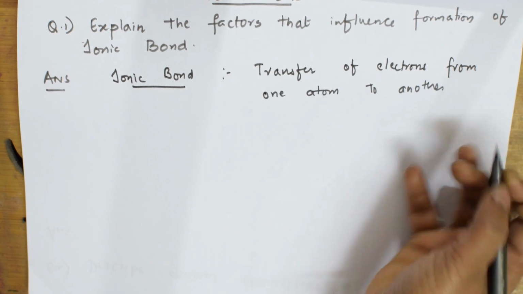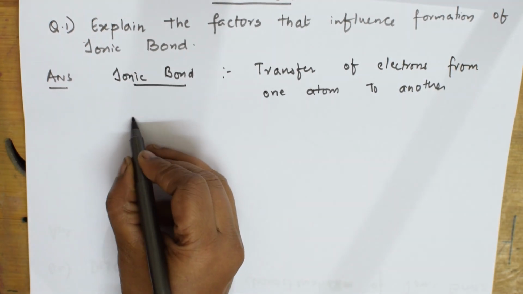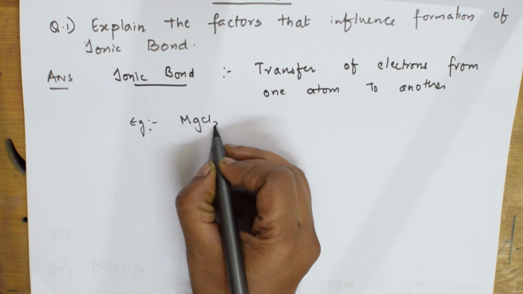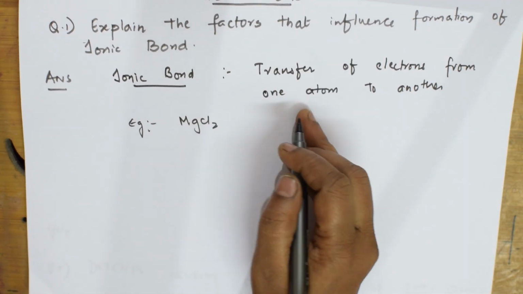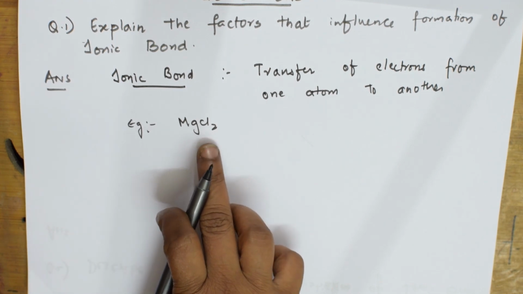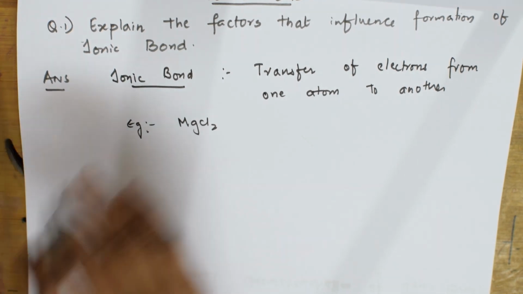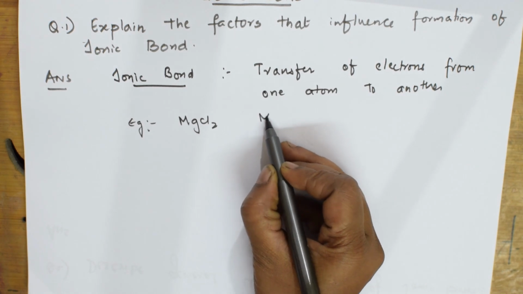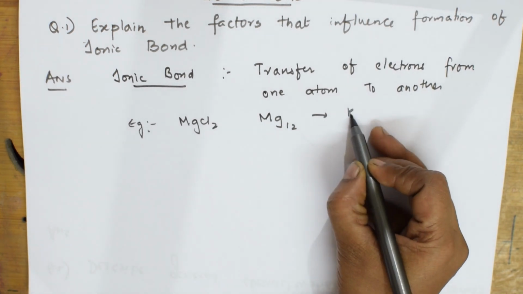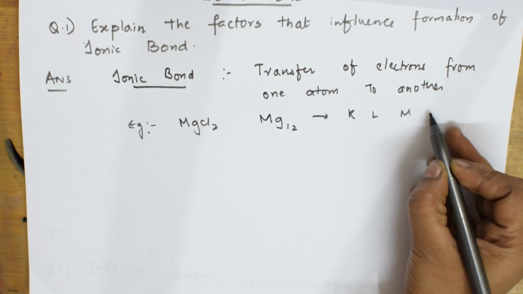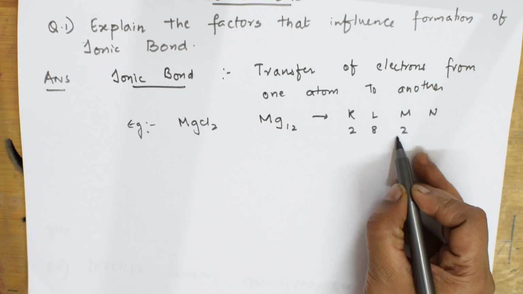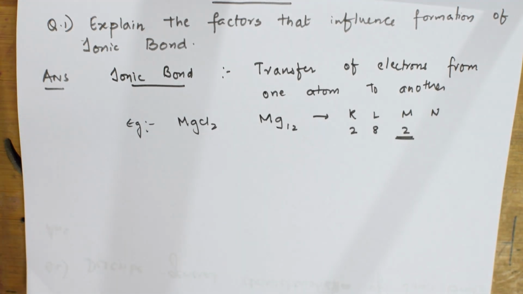Now, let me take an example. Suppose we have magnesium chloride. Magnesium chloride is an ionic compound. How will we know? We have studied this in grade 9th also, that is the crisscross method of writing the formula. In magnesium, the atomic number is 12, so let me write it in the 9th class format, that is K, L, M shells: 2, 8, 2. So how many valence electrons are present? 2 valence electrons are present.